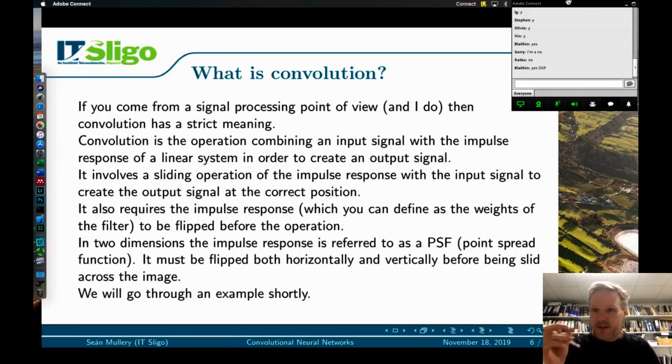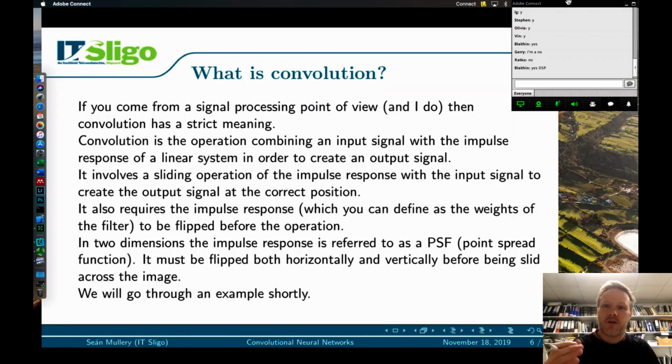It was that they were using the term in a different way than I was strictly speaking used to. So convolution is the operation combining an input signal with the impulse response of a linear system in order to create an output signal. So it's a linear operation. It involves this sliding operation of the impulse response with the input signal to create an output signal at the correct position. It also requires that the impulse response, which we can define as the weights of the filter, has to be flipped before the operation occurs.